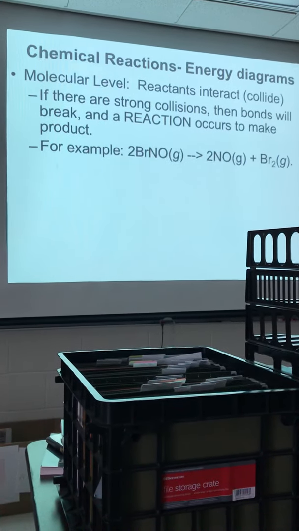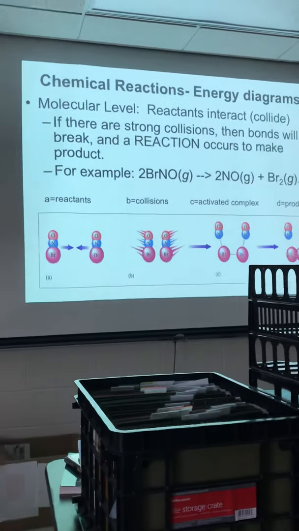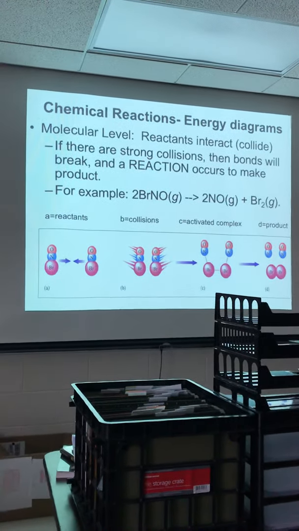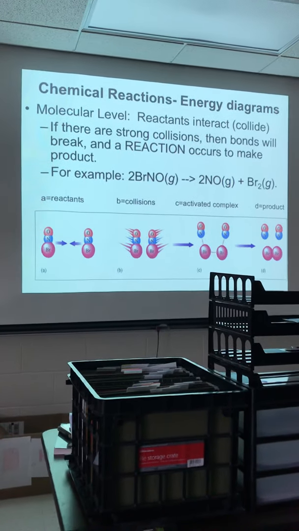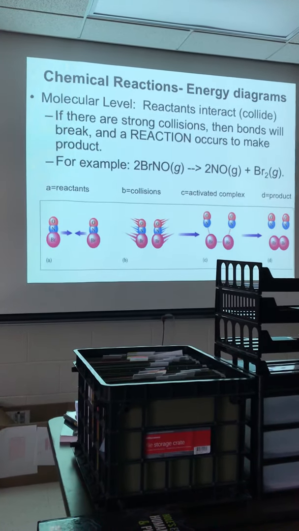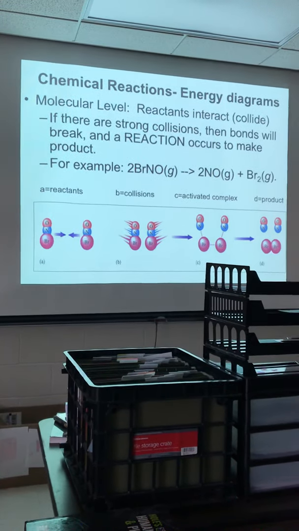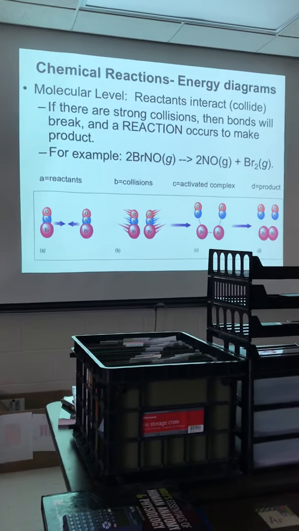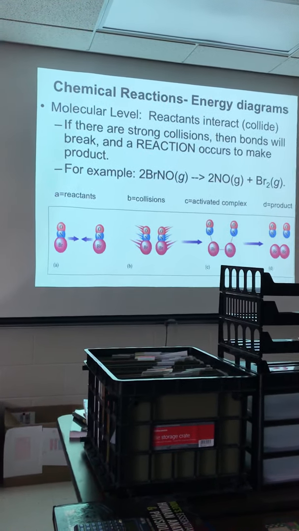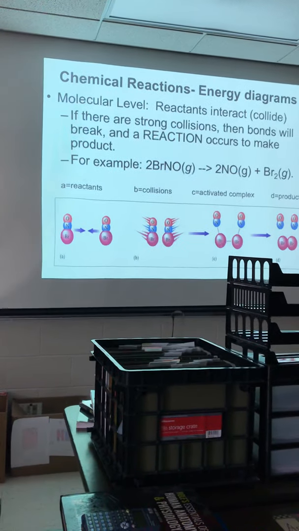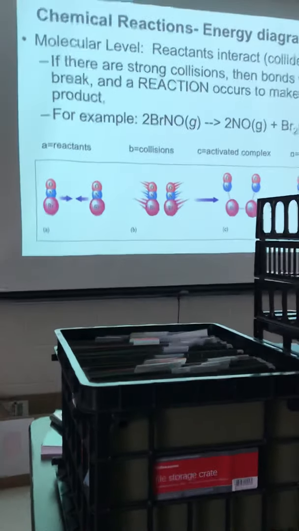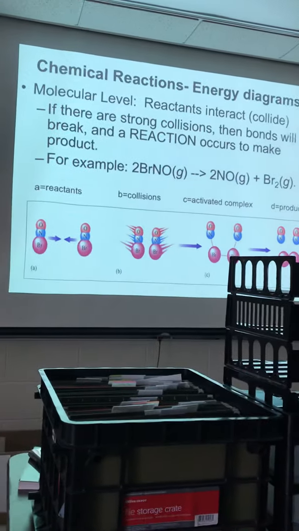Okay, then we looked at an example of how a reaction actually occurs on the molecular level. What is happening to those molecules in order to change? So you have your beginning reactants. We've got BrNO. That's the substance, that's the reactant. And it's a bromine bonded to a nitrogen bonded to an oxygen. So if that is our starting material, something has to happen to it to change it, right?